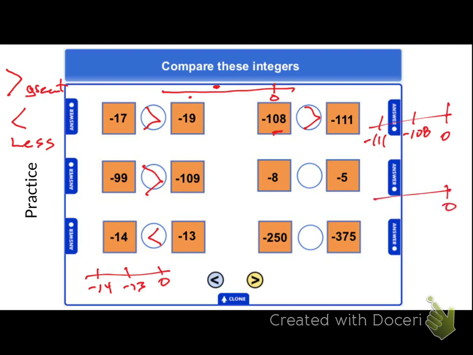All right, here's 0. Where would negative 8 fall? About right there. Negative 5 would have to be between 0 and negative 8. So negative 8 is to the left, so it's less than. Last one. There's 0. Negative 250 would be somewhere out here, but I have negative 375. That's going to be even farther out here. Negative 250 is to the right of negative 375, so it's automatically going to be greater than.